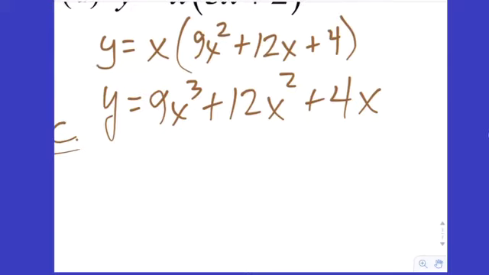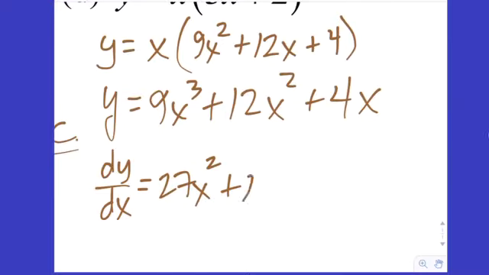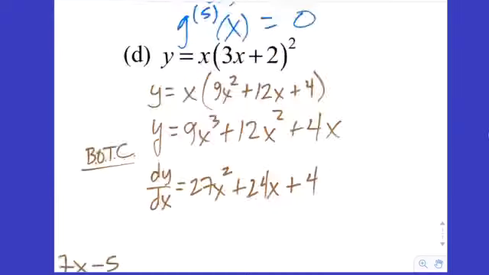So what's the derivative of the left side? dy dx or y prime? Do I care which one you use? No. Okay. Then we multiply. We get 27x squared plus 24x plus 4. Yeah. There you go.